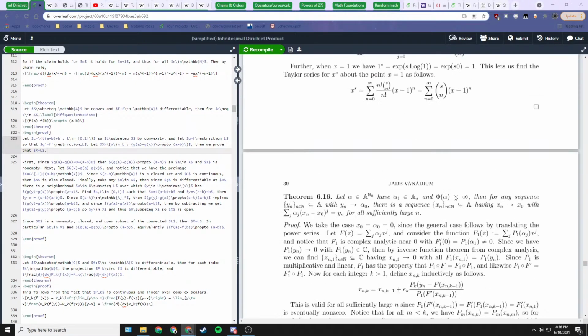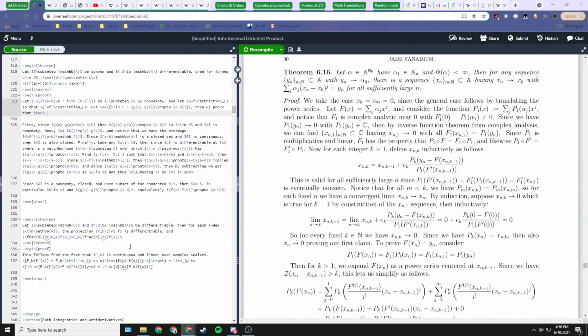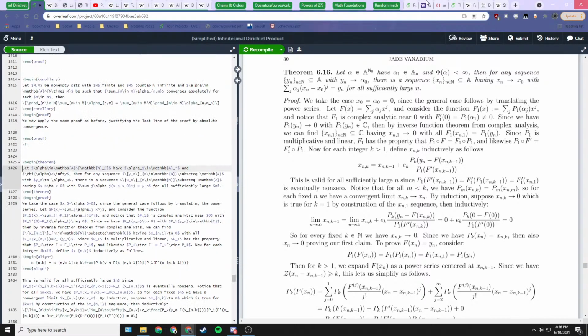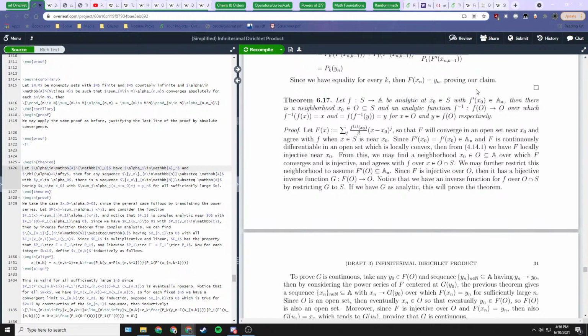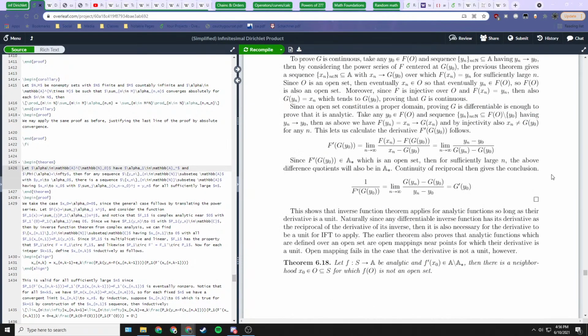Today was very fun. We finally got through this theorem that we've been looking at for a while. If we have an analytic function with a unit derivative, then there's a neighborhood and another analytic function, f inverse, over which f inverse is the inverse function, and it also is analytic. So inverse function theorem: if we have an analytic function with a unit derivative, then it's locally invertible, it has a local inverse function. Yes, so that was fun.